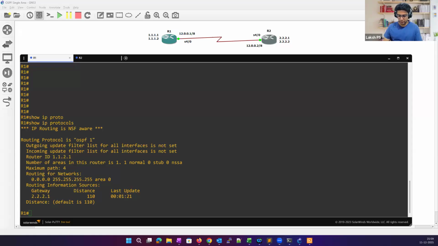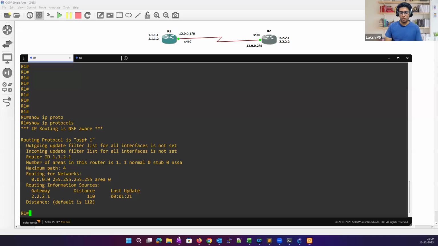We will continue our discussion on OSPF in today's class. In the last class, we did a small practical of OSPF between two routers, and we saw how the two routers exchange information with each other about the links they are connected to. This is what we learned.